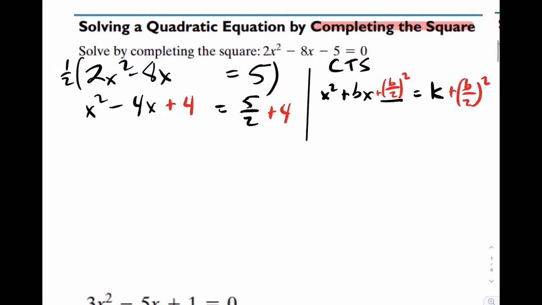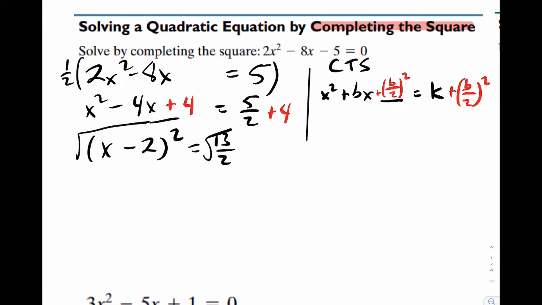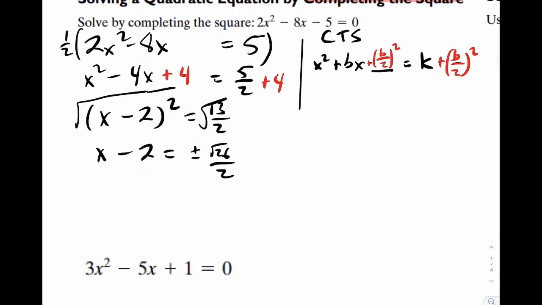Now we do that because look on the left side now. That factors to x minus 2 squared. And that would equal, let's add 5 over 2 and 4, that's 13 over 2. And now we can use our square root property. We'll root both sides. You don't need to show the absolute value step here, as long as you understand it. Let's write x minus 2, that'd be plus or minus root 26 over 2 after you rationalize. And let's put it all together. So x would equal 4 plus or minus root 26 over 2.